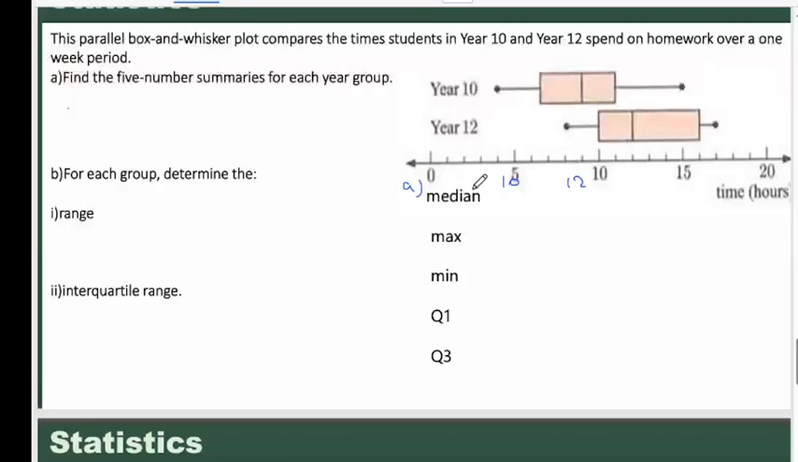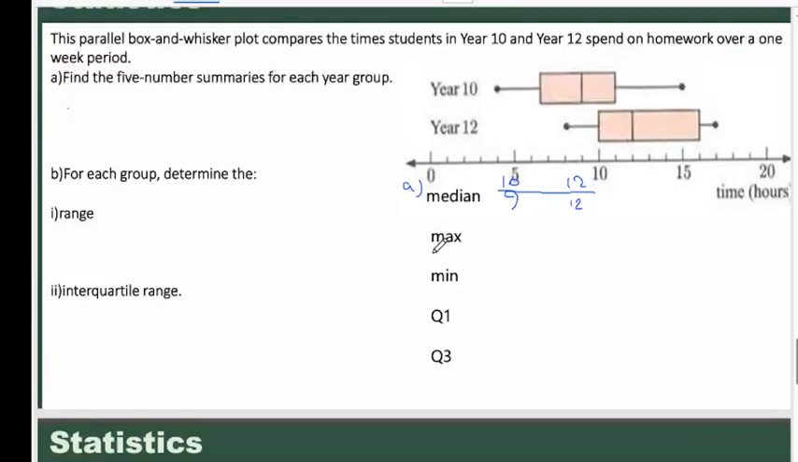I write here the median for 10 year in the box and whisker plot. So the median is this vertical line. I bring it down to see it's 9. So median for 10 is 9. How about for 12 year? It would be 12. So median for 10 would be 9 and for 12 would be 12.